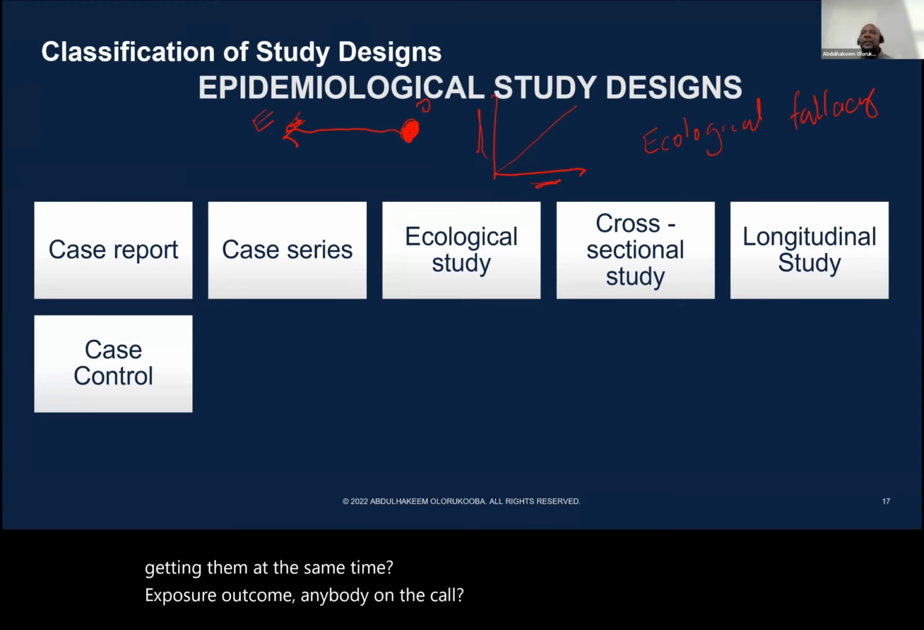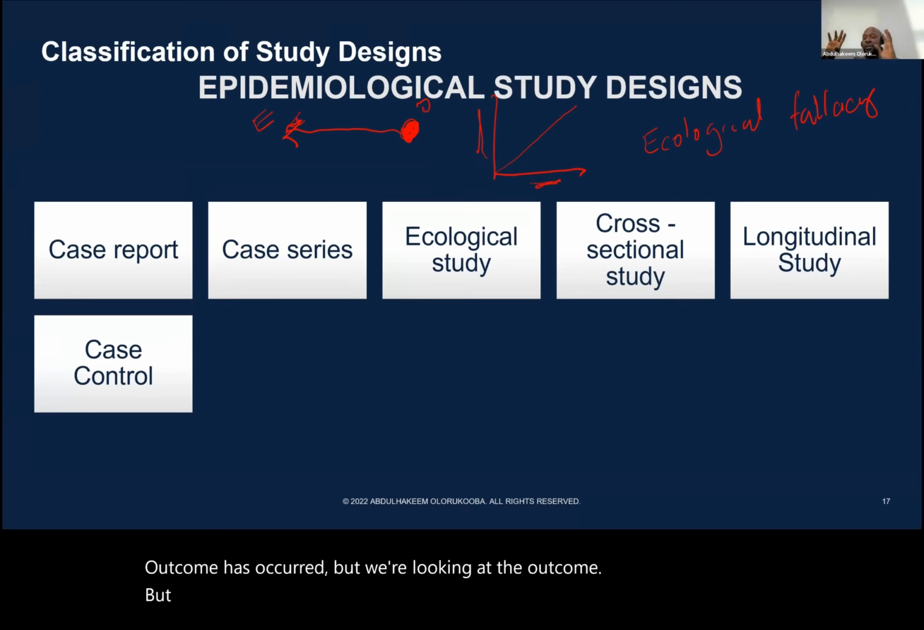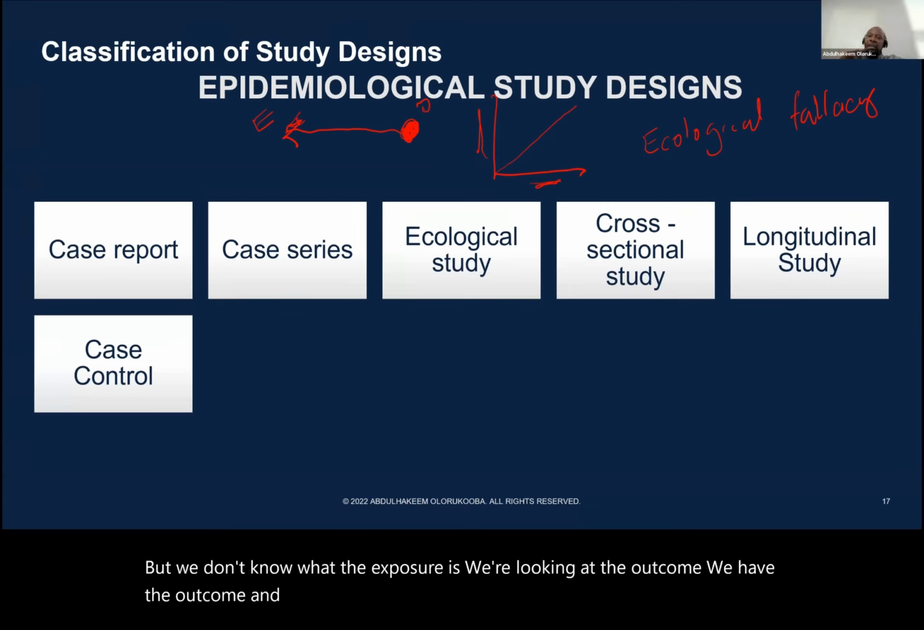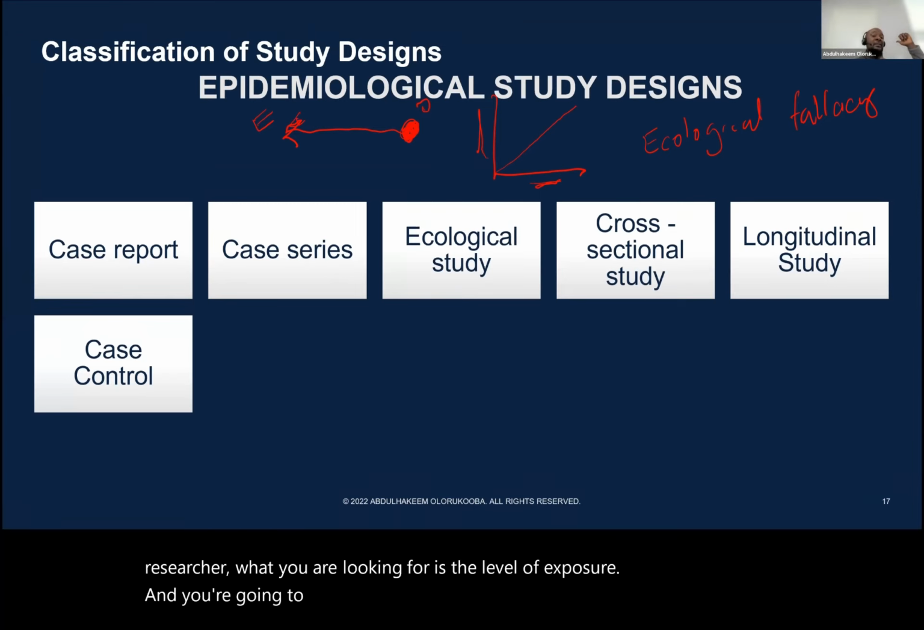Okay, so I'll help you here. Exposure has already occurred. Outcome has occurred. But we're looking at the outcome, but we don't know what the exposure is. We have the outcome, and we're using that to check the level of exposure. So as a researcher, what you are looking for is the level of exposure. And you're going to look into the person's past records to see whether you can get that exposure.